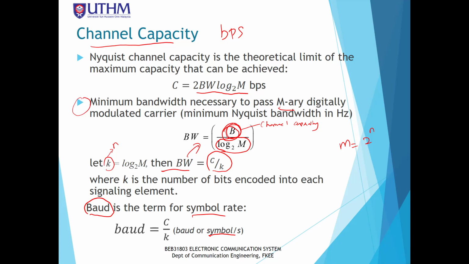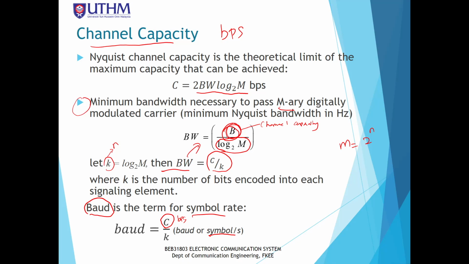So how much is the maximum symbol rate? It is defined as the channel capacity divided by the number of bits, so you can find the maximum baud. Okay, so C is in bits per second, BPS. You divide by the number of bits per symbol, so you're going to get symbols per second. One symbol contains a few bits.